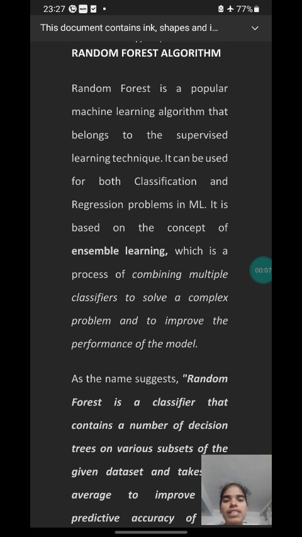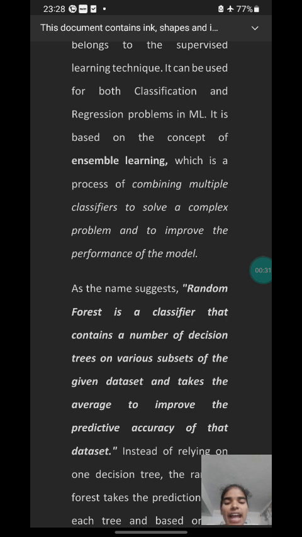212H1A3072. Now I am discussing the random forest algorithm. Random forest is a popular machine learning algorithm that belongs to the supervised learning technique. It can be used for both classification and regression problems in ML. It is based on the concept of ensemble learning, which is a process of combining multiple classifiers to solve a complex problem and to improve the performance of the model.